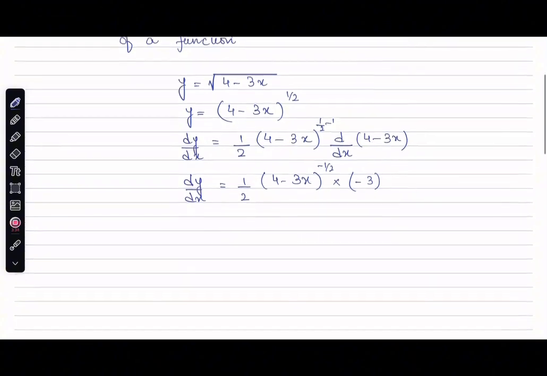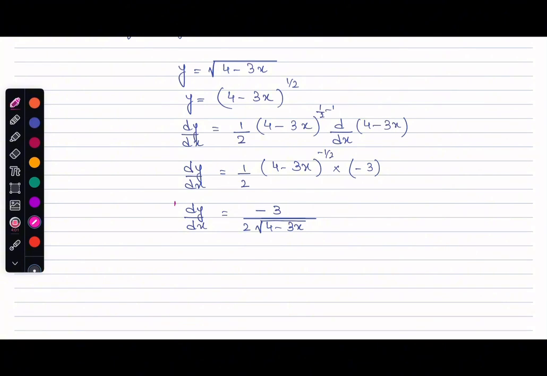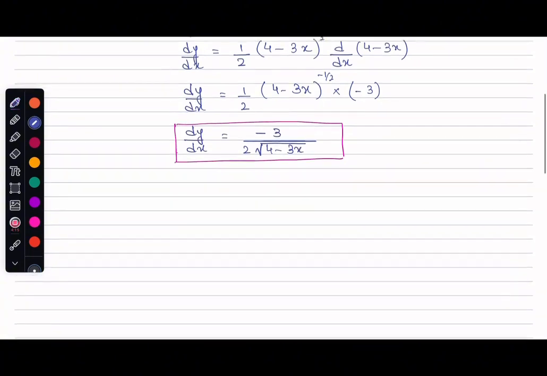So further, I can say that my differential dy by dx shall be equal to negative 3 by 2, and then 4 minus 3x, I'm taking it to the denominator so that the power becomes positive. So this becomes square root of 4 minus 3x, and then this is going to be the answer to this question here, or the derivative of the given y equation. Let's do another example so that the concept gets more clear.